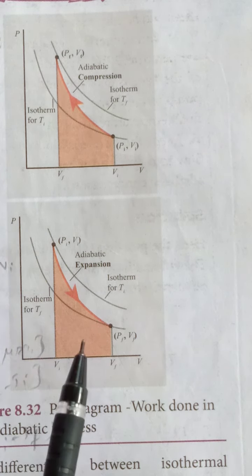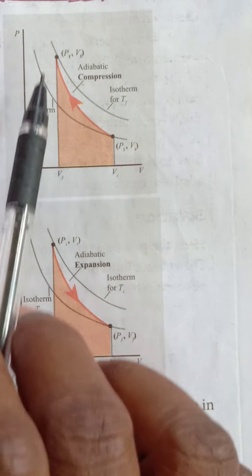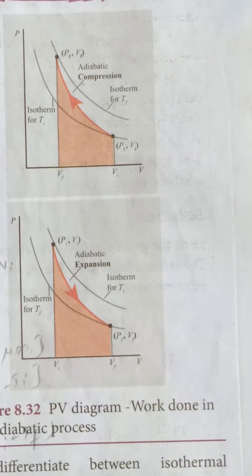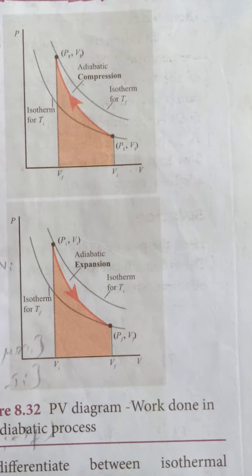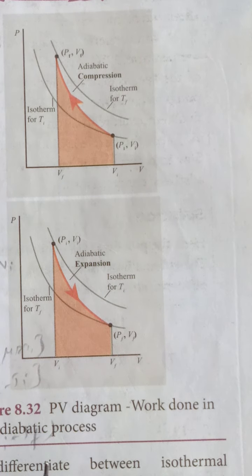In case of adiabatic compression, this is the initial pressure and volume, and here is the final pressure and volume. This is compression, which means volume will be reduced, pressure will be increased. In these cases Ti is less than Tf, so W will become negative. For expansion, work done will be positive. For compression, work done will be negative, for both cases of adiabatic and isothermal process.